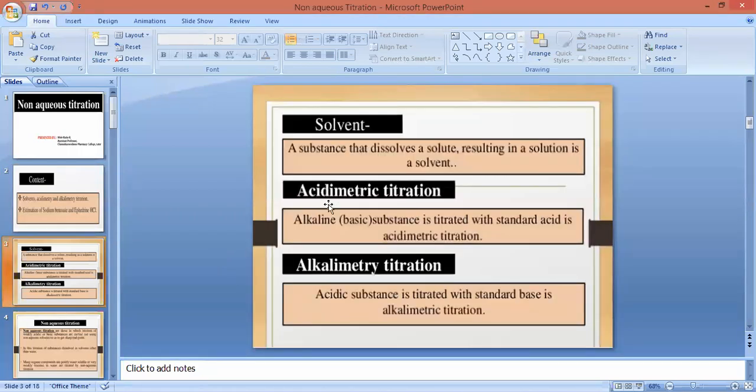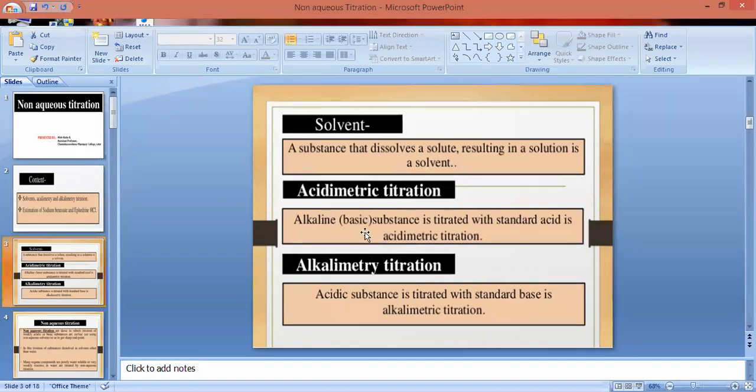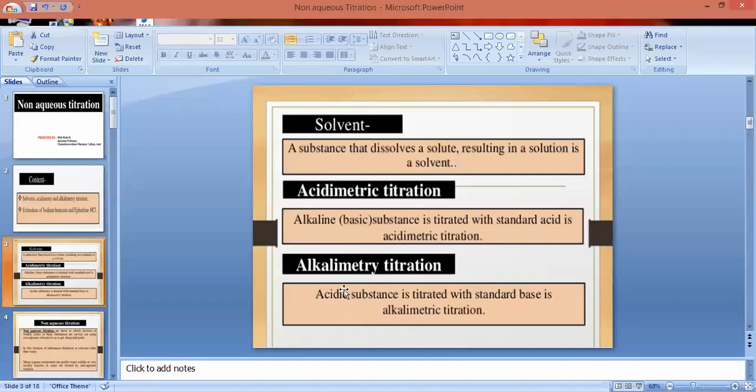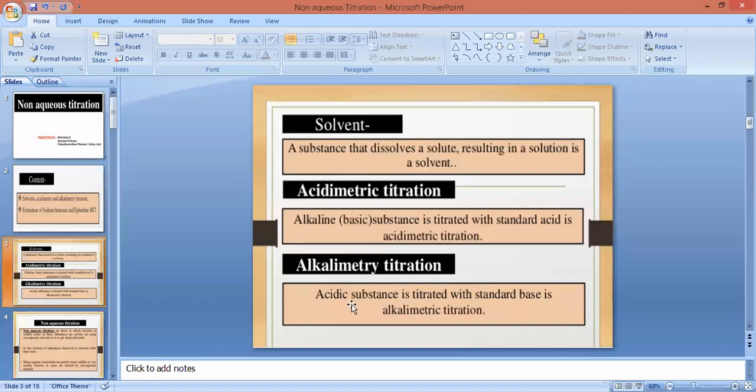What is acidimetric titration? Acidimetric titration is particularly used for determination of drug substances that are basic in nature with the help of standard acid. Standard solution is nothing but the solution whose concentration is known to us. Therefore, we are going to treat the unknown concentration of basic substance with the known concentration of acid, and its concentration is determined. Next is the alkalimetry. It is particularly used for determination of acidic drug substances. We are going to treat the acidic drug substances with a standard base, and concentration of acid can be determined.